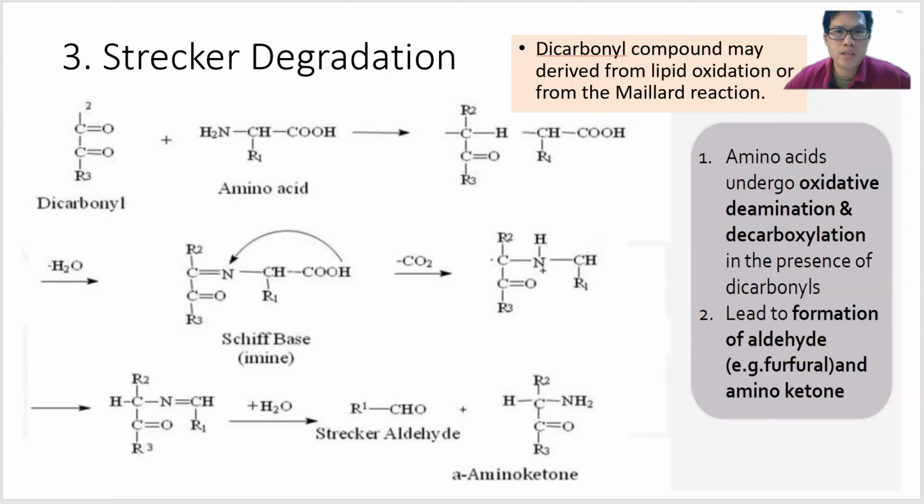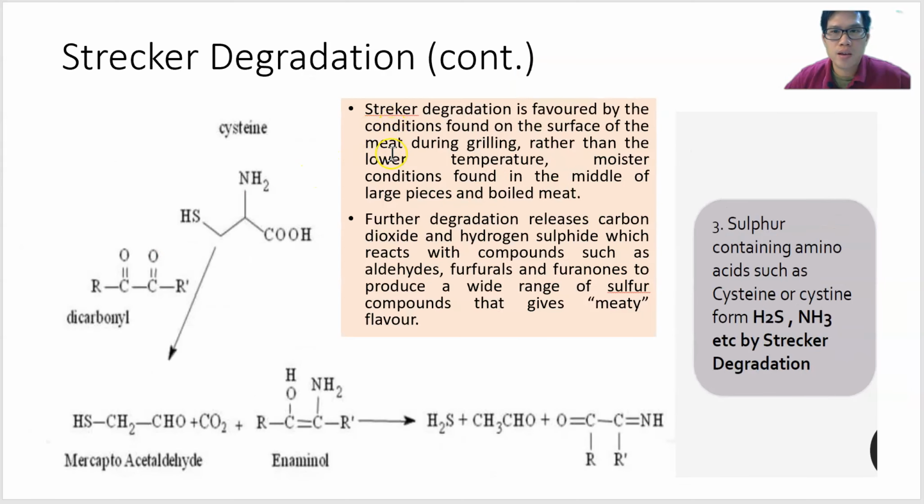What happens next is that it can further degrade and release what we call carbon dioxide and hydrogen sulfide. These compounds can produce a wide range of sulfur compounds that give the meaty flavor. When you have this Strecker degradation, usually it gives those meat flavors. Of course it needs to have the proper type of amino acids. Usually meat itself contains quite a lot of cysteine.